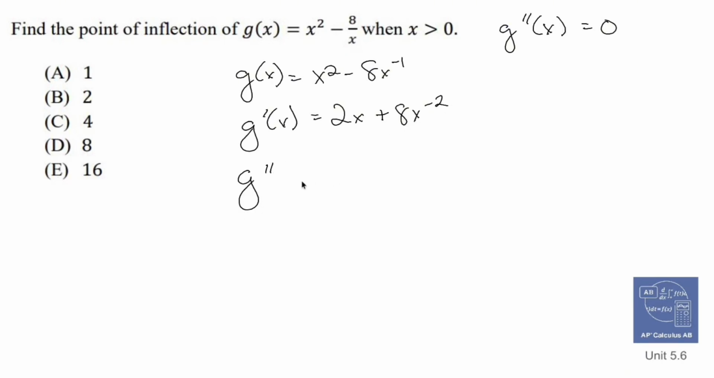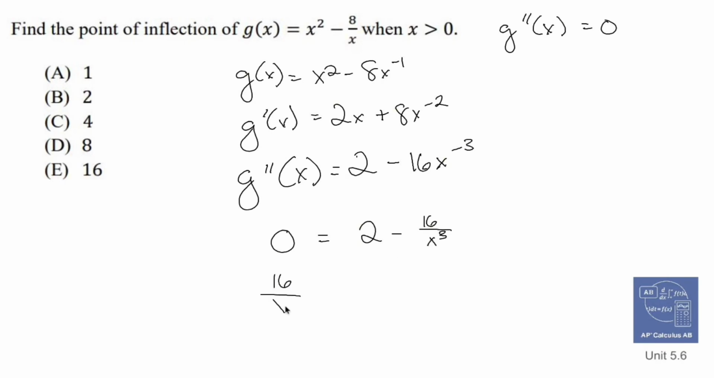g double prime of x is going to equal 2, no, just 2, minus 16x to the negative 3. Okay, now set that equal to 0. And I'm going to rewrite this back as 2 minus 16 over x to the third power. So probably the easiest way of handling this is by adding 16 over x cubed to both sides, and then multiplying both sides by x cubed.